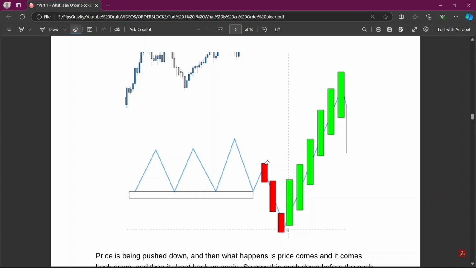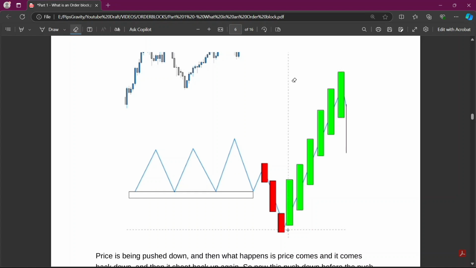Which means that this is the first place where they sold, then they sold again, then they sell again. You see, now we come back and try to understand what an order block is. Then they bought it, then they continued to buy the price. So comes the question: what is an order block?